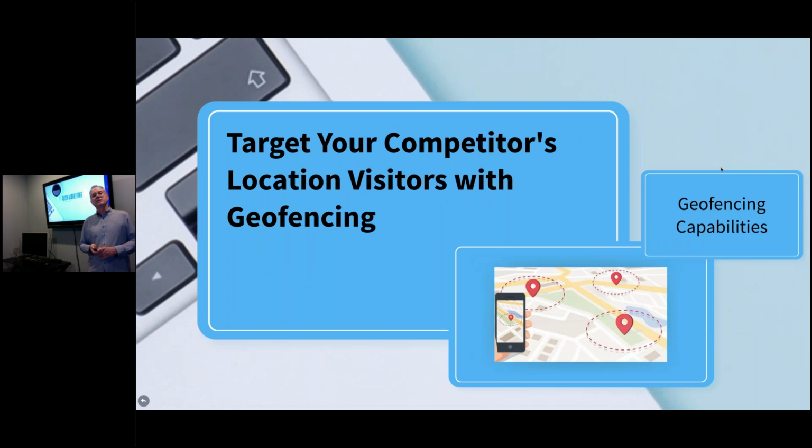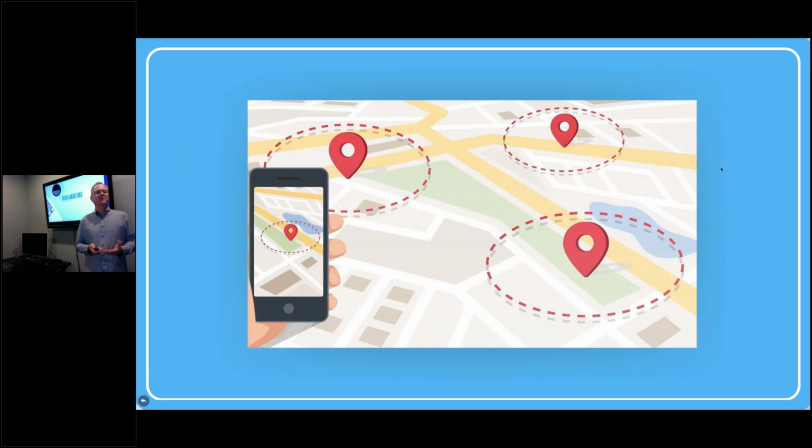The first topic, as Shane mentioned, is targeting your competitors' location visitors with geofencing. How geofencing works is it works with your phone. Basically we have a beacon in our pocket. Your phone is a GPS device. Whenever you go into a location, the software that we use can track that phone was in that location. And then we can show ads to you on your phone and on your desktop, on your tablet. Let me talk a little bit more about that.